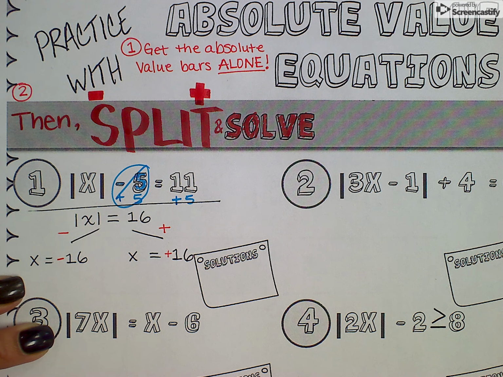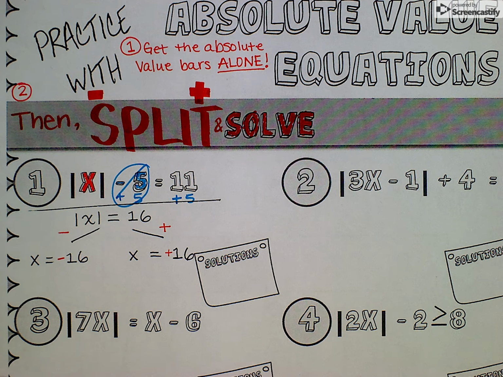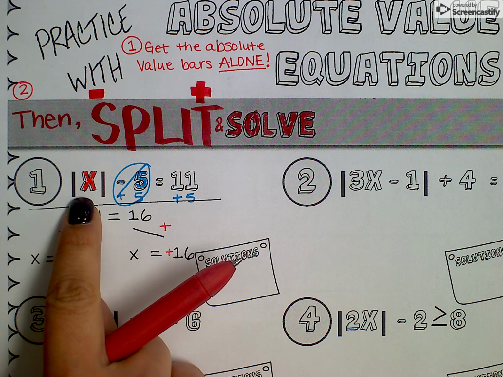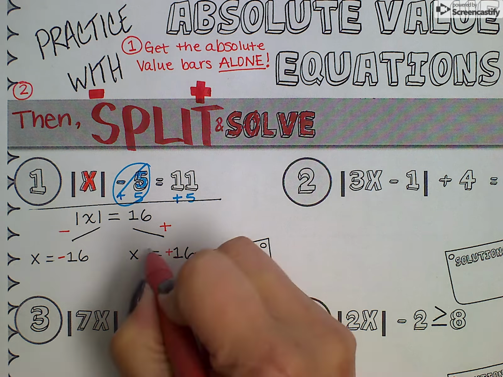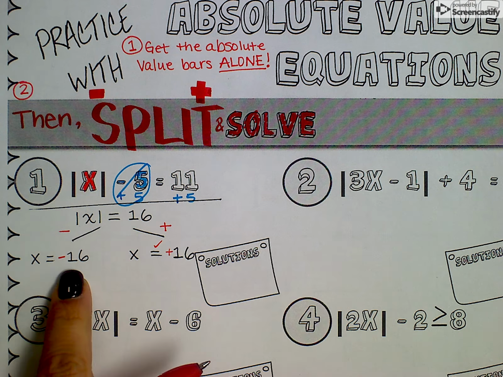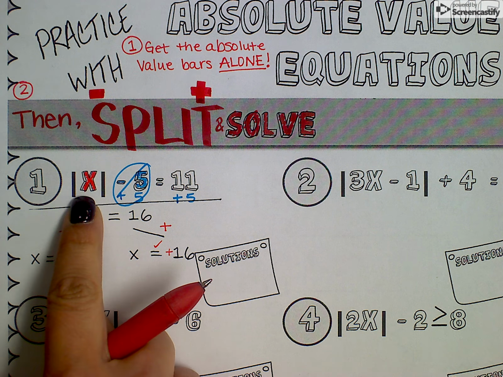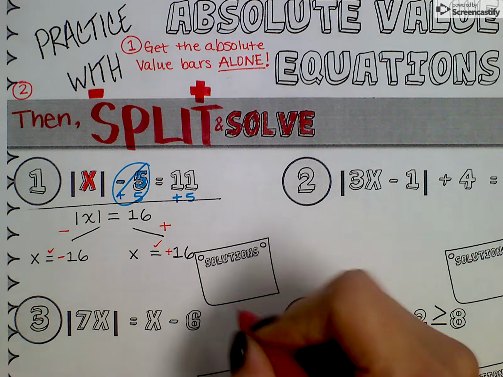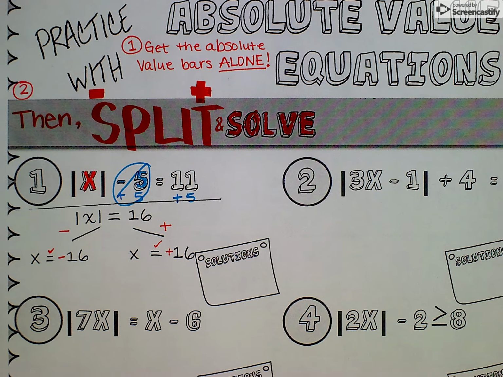So last thing to do is to check our solutions. Yes, we have to check it. So let's go ahead and put it back in for x. So the absolute value of positive 16 is just 16. 16 minus 5 is 11. Checks. Negative 16. Recall what we had said on the front, and that's the distance from 0. So again, we end up with the exact same thing. Check. And let's go ahead and write in our solution.